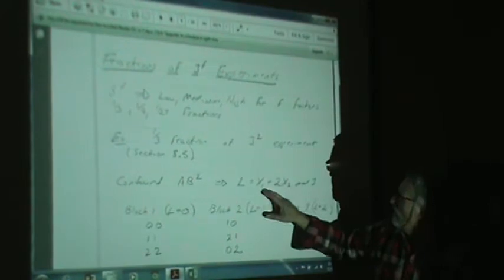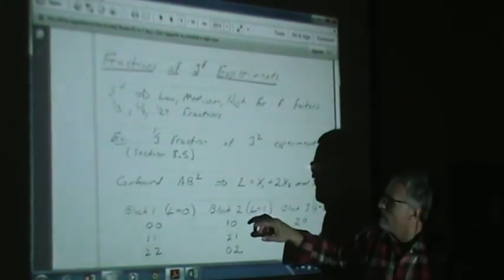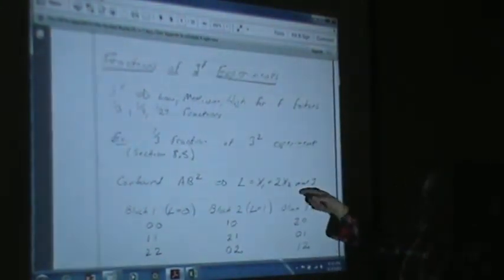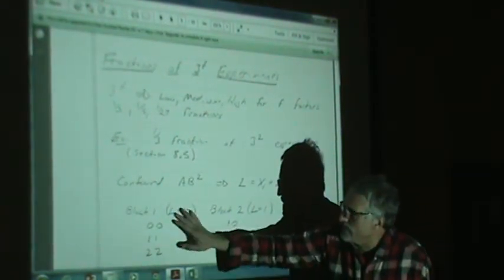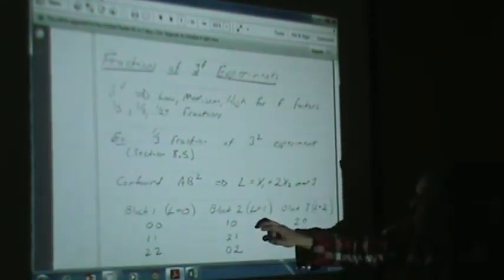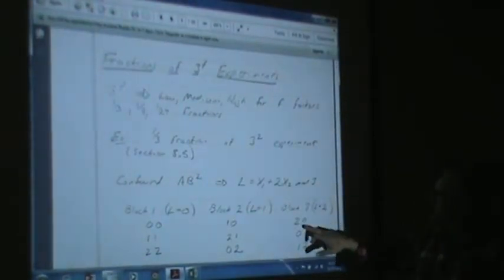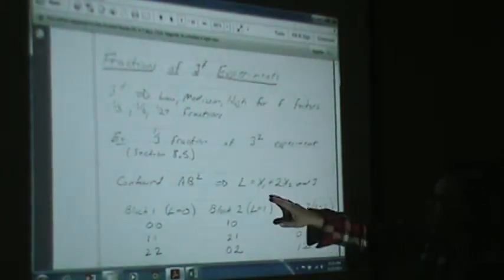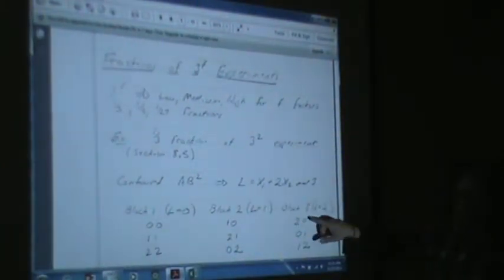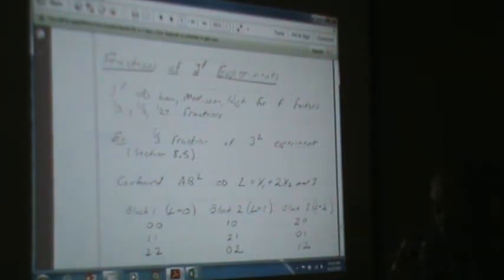So L was X1 plus 2 times X2, mod 3. When they're both low, I get a 0. When they're 1 and 1, I get a 3, mod 3, I get L equals 0 again. So these are the treatment combinations that go in block 1. Those are 2, these are 3. Here, X1 is 2, X2 is 0, so you have 2. Mod 3 would be 2 left over. That's how you get block 2.